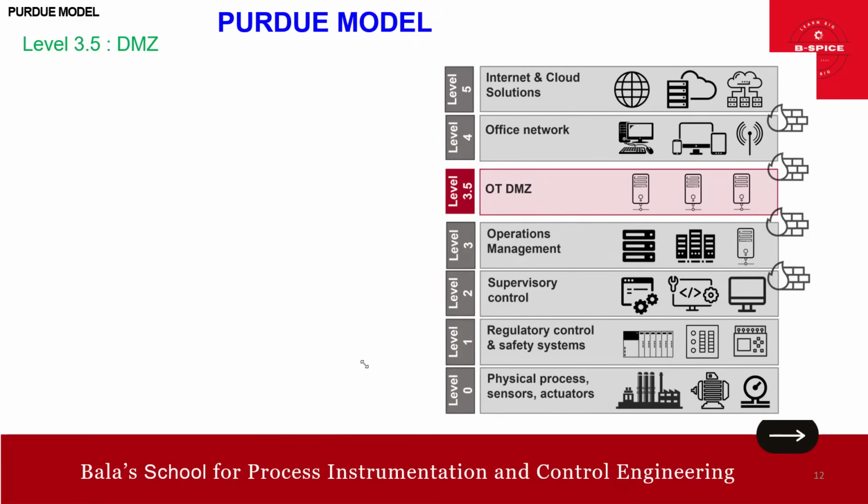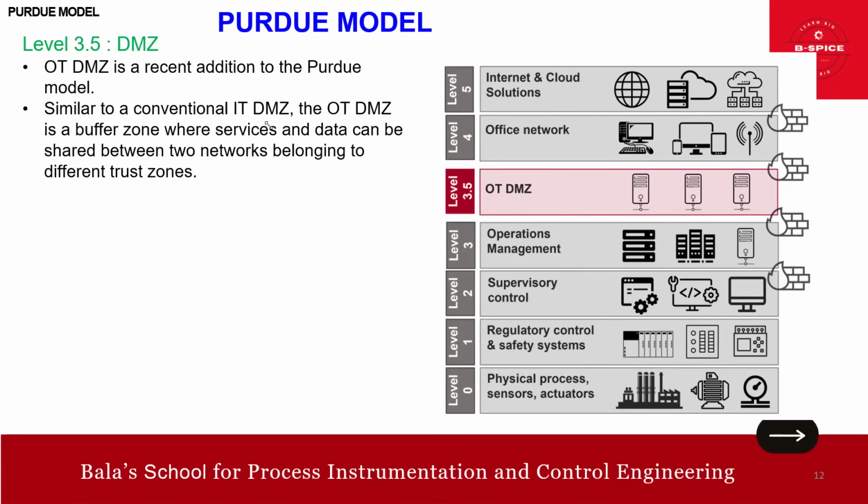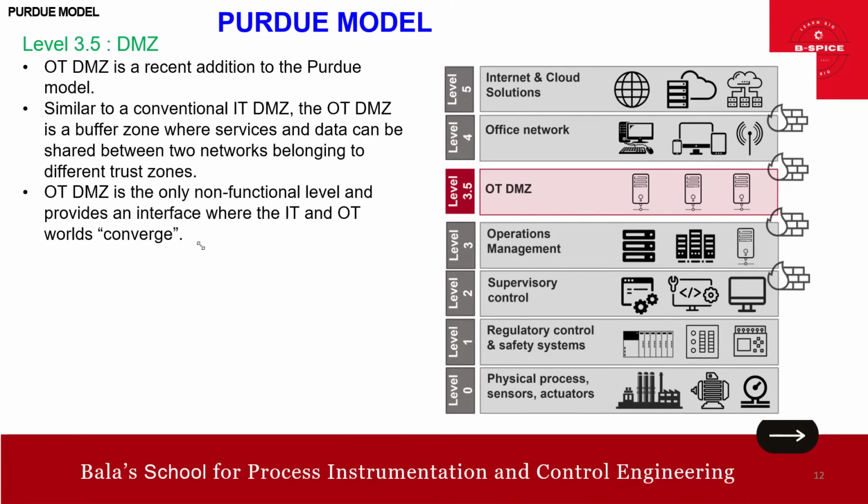Okay, so level 3.5 here. This is the DMZ, demilitarized zone. The OT-DMZ is a recent addition to the Purdue model. Similar to the conventional IT-DMZ, the OT-DMZ is a buffer zone where services and data can be shared between two networks belonging to different trust zones. The OT-DMZ is the only non-functional level. It just provides an interface where the IT and OT worlds converge, right?